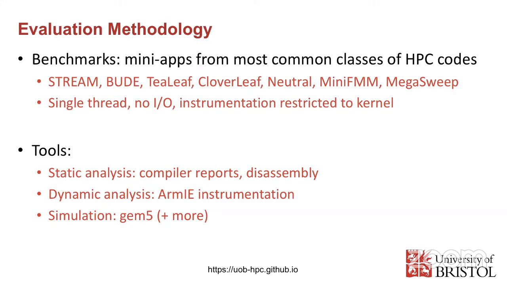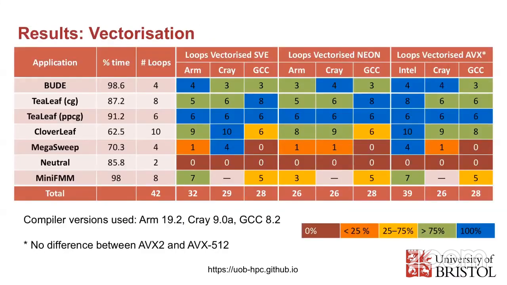ARMIE allows you to run SVE applications on regular ARM v8 hardware, but it also lets you add custom instrumentation to record data about how your application performs. You can also simulate SVE applications. The Gem5 simulator, for example, has an SVE version, but because these are orders of magnitude slower than real time, it makes it harder to evaluate real-world problems.